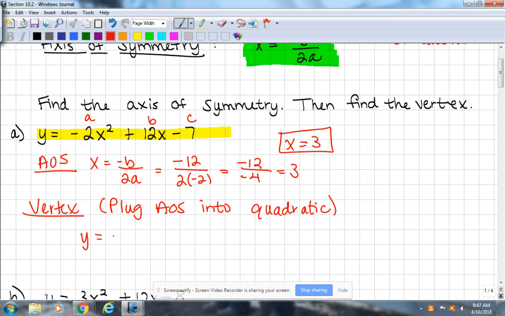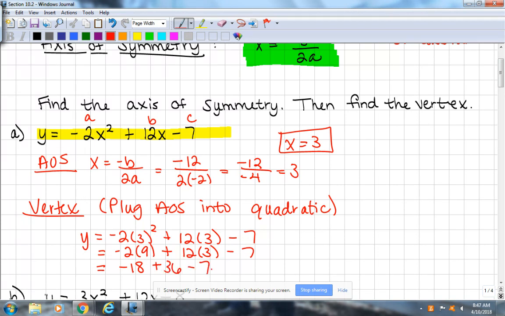So y is going to equal negative 2 times 3 squared, plus 12 times 3, minus 7. And then I'm going to do my order of operations, which means what's going to happen first? The exponent comes first. So what is 3 squared? 9. So that's going to be negative 2 times 9 plus 36 minus 7. And then I multiply. So that's going to be negative 18 plus 36 minus 7. And then you can just add and subtract from left to right.